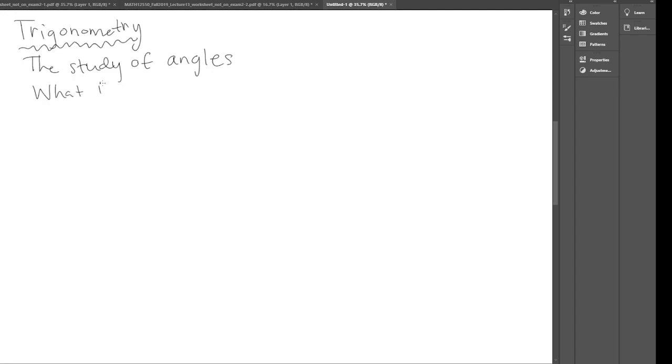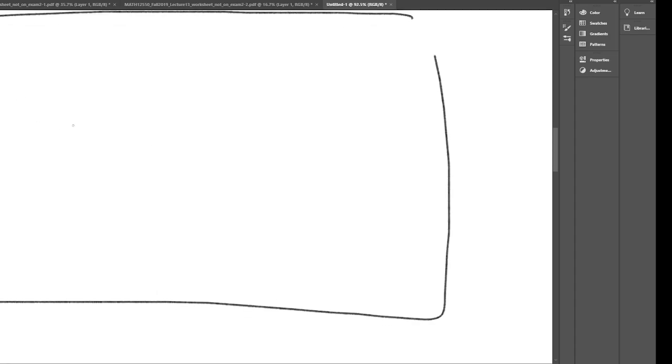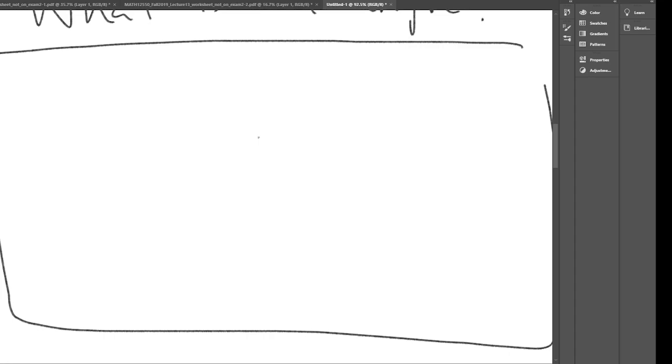What is an angle? Zoom in here. Sorry, I'm still getting used to navigating. Okay. Still getting used to navigating here a little bit.